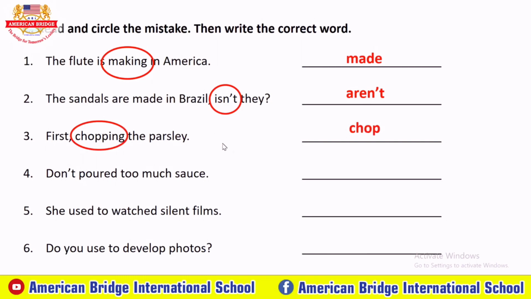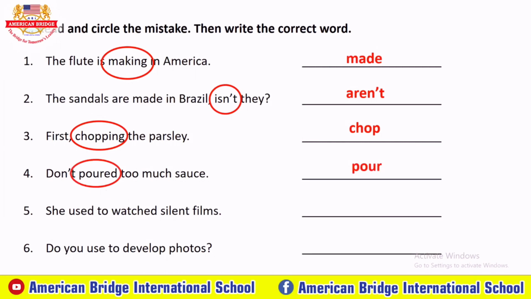Number four, don't pour too much sauce. Okay, so I want you to look at the word pour, everyone. Poured is in the past tense, right? But look at our first word, the auxiliary verb don't. So the mistake is the word poured, and it changes to pour without ed.